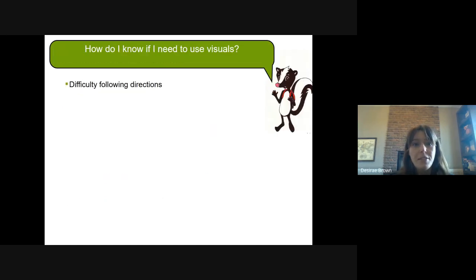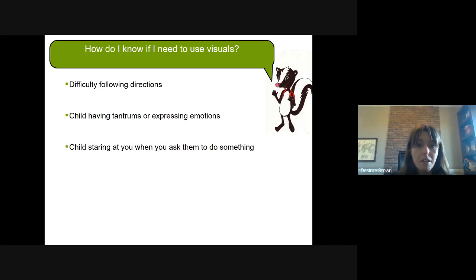So how do I know if I need to use visuals? Like I said, I know as adults we use them all the time. So they can be really helpful for your kids to use too. Everyone can use them, but they're especially useful if you notice that your student or your child is having difficulty following directions. They might have a hard time expressing themselves. So that can be helpful sometimes in those dysregulated states. Visuals are sometimes a lot more simple than the verbal words, so they can be helpful in those times.